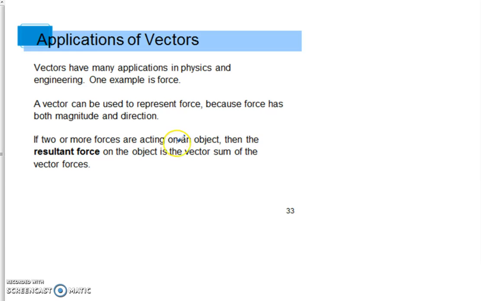A vector can be used to represent force because force has both magnitude and direction. So if two or more forces are acting on an object, then the resultant force on the object is the vector sum of the vector forces. And the two examples we're going to look at have to do with that.